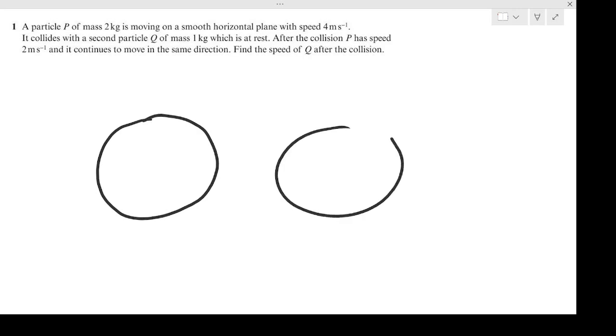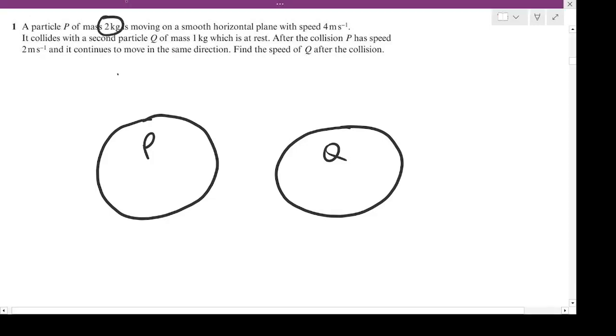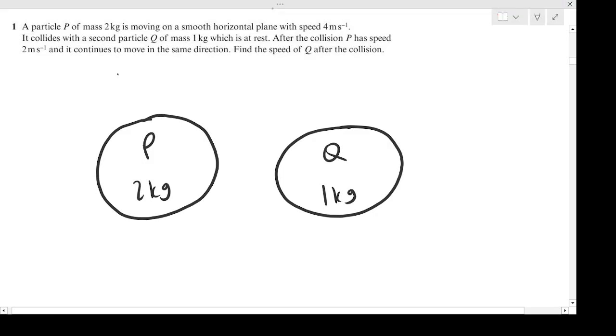So I'm going to draw my two balls to represent the particles, right? So the particles are P and Q, okay? So I'm going to label it P and Q like that. Then I'm going to label their masses. P has mass 2 and Q has mass 1. So 2 kg for P and 1 kg for Q. Then I'm going to look at their velocities, okay? So what I'm told is P is moving with speed 4. Okay, so it's going to go towards Q with speed 4. Okay, 4 meters per second there.